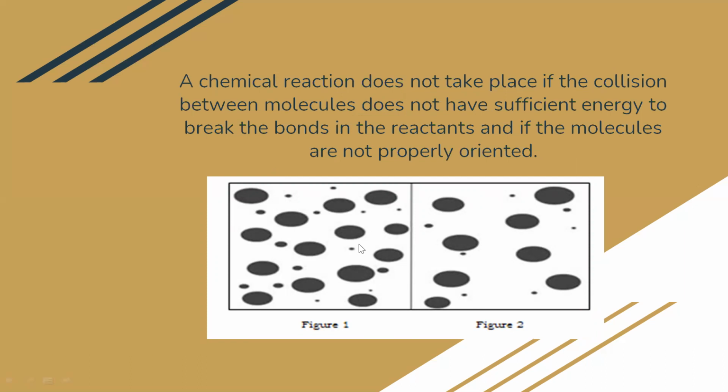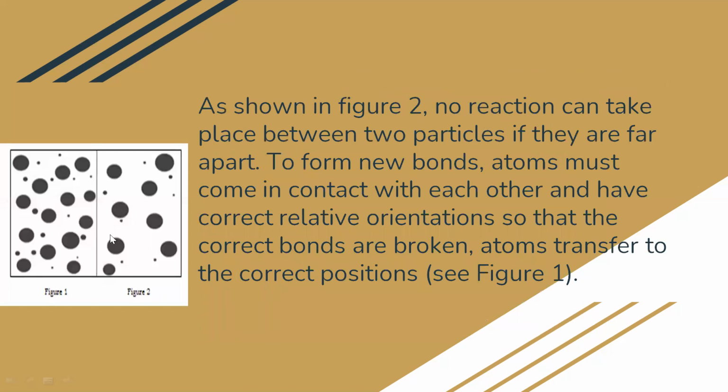So we have figure 1 and we have figure 2. As shown in figure 1 and figure 2, no reaction can take place between two particles if they are far apart. To form new bonds, atoms must come in contact with each other and have correct relative orientations so that the correct bonds are broken. Atoms transfer to the correct position. So for figure 1, there will be no reaction here, but here there is a reaction. But take note, reactions occur only for those with correct relative orientations.